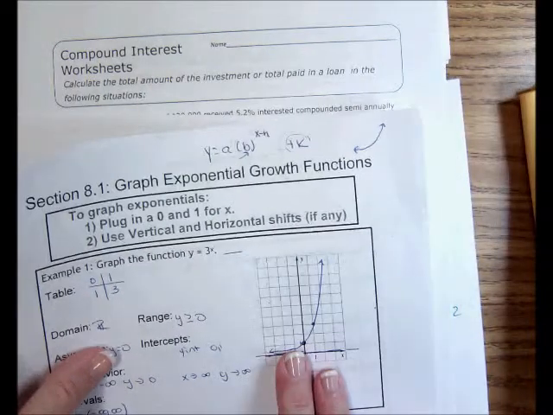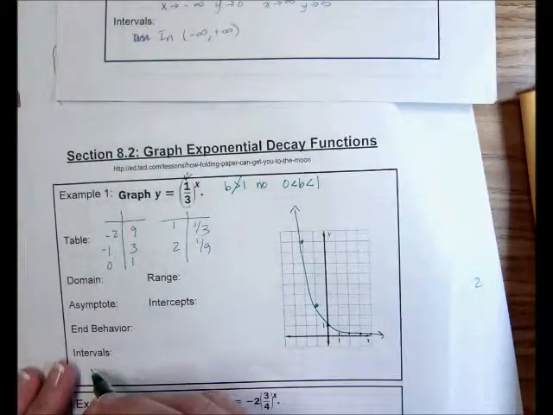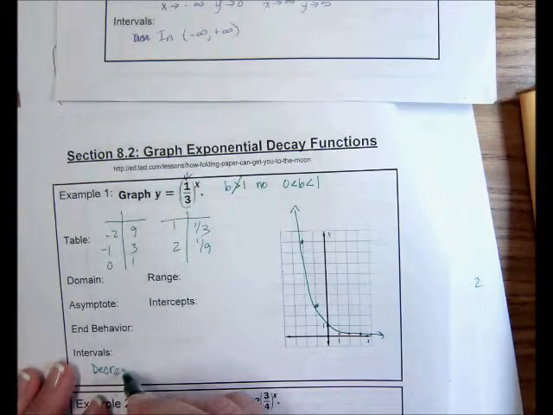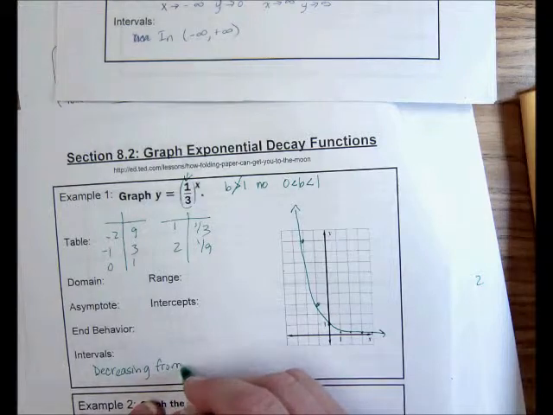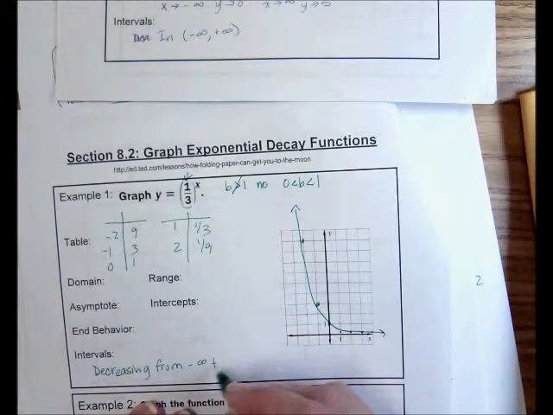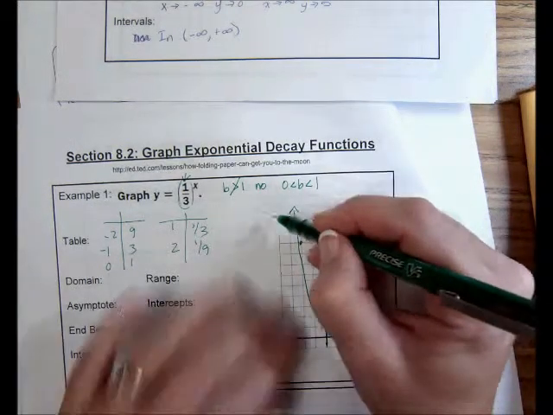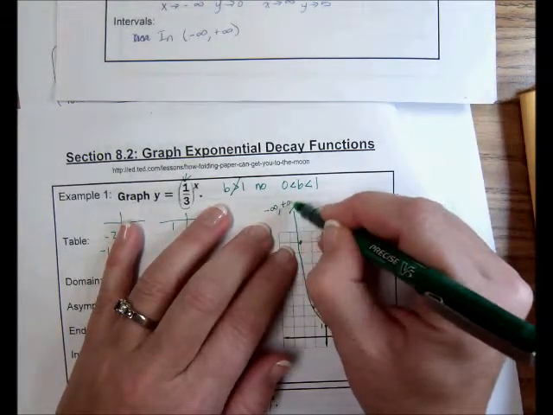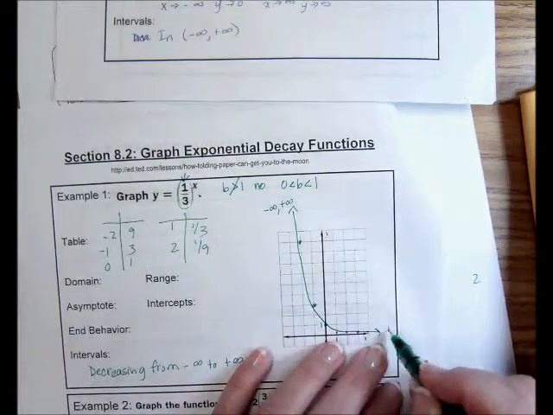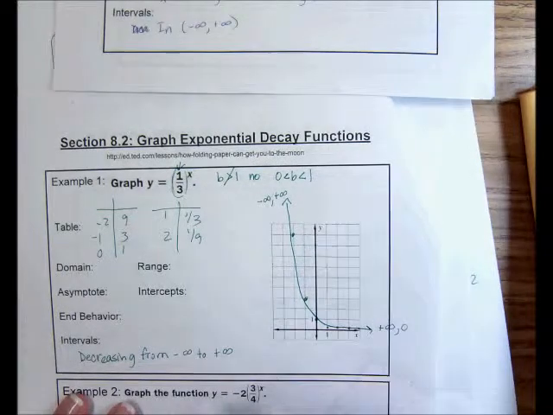This is what our example 1 looks like, and so the graph is increasing as it goes from left to right. Here, my interval, it's going to be decreasing, and that's where the decay comes in. Decreasing from -infinity to +infinity. And if I'm doing my end behaviors, x is going to -infinity and y is going to +infinity. x is going to +infinity and y is going to 0 in this case.